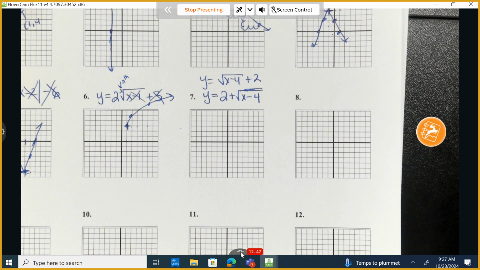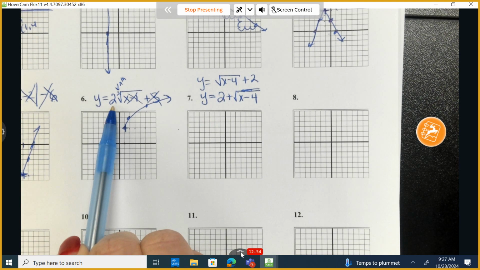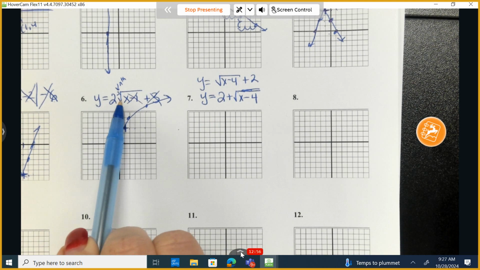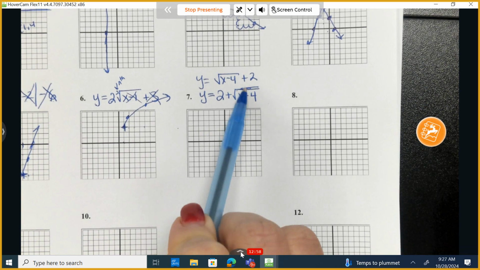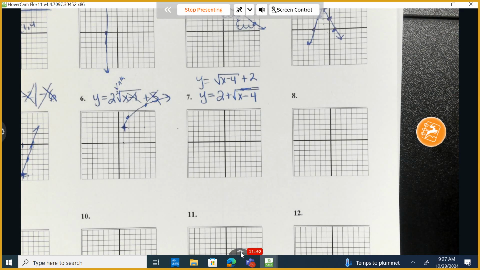That 2 can be in front, that 2 can be in back, but what I want you to notice is that this 2 is not the same as example 6. Example 6, the 2 is stuck with it. It's separated by a plus sign. So these two are equivalent looking square root functions.